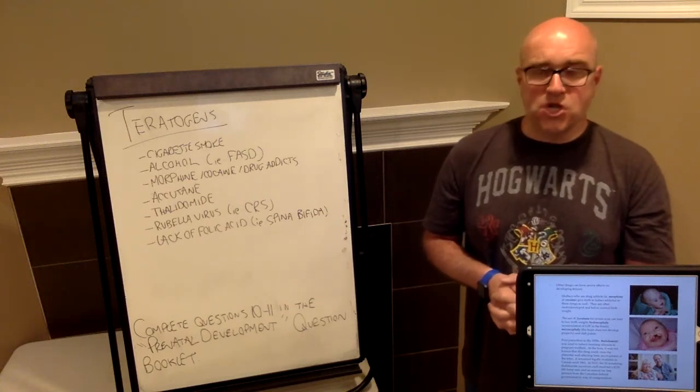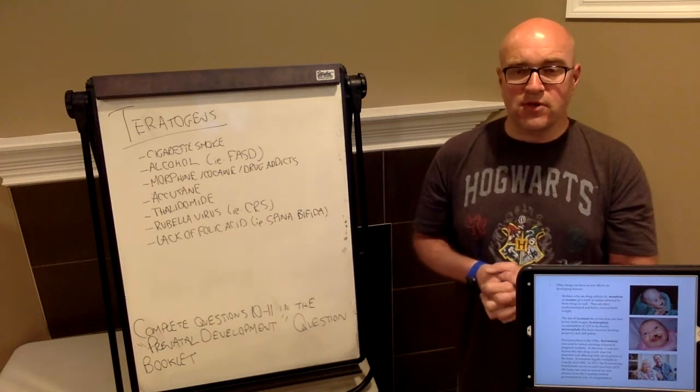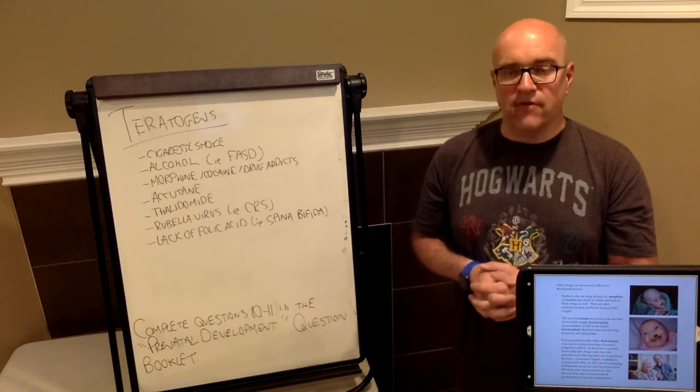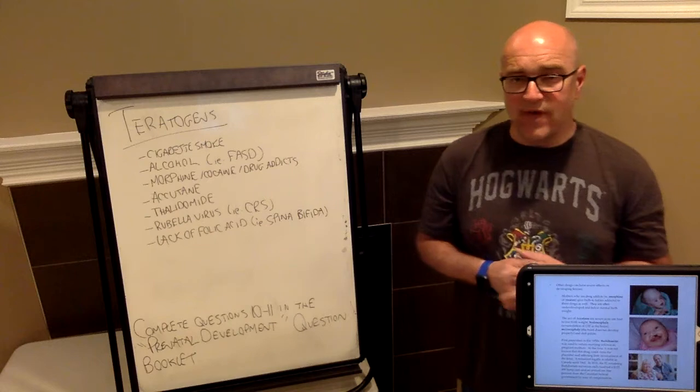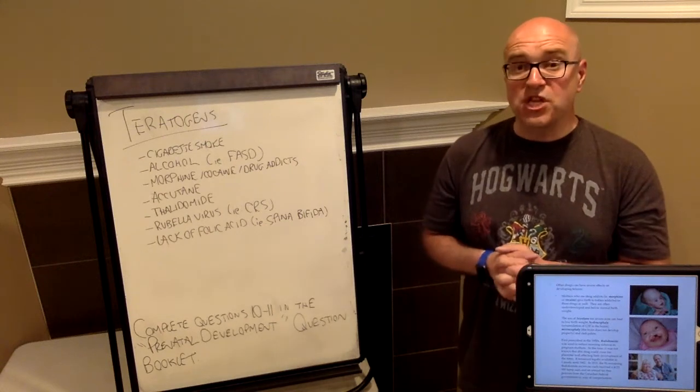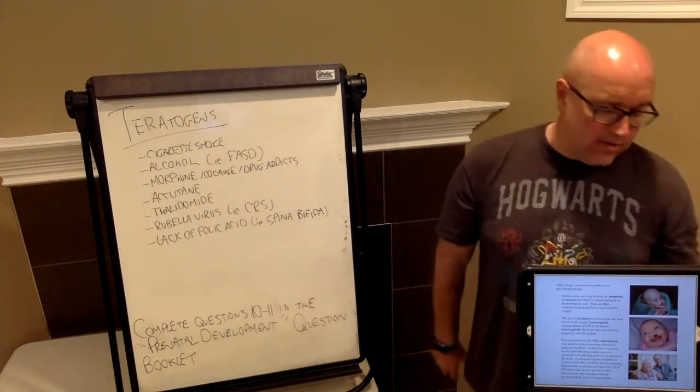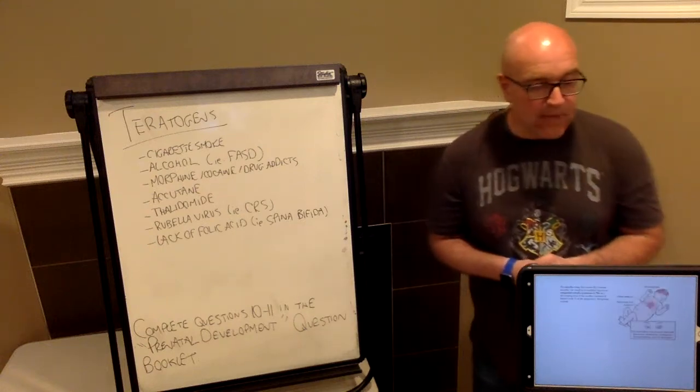So there were quite a few children born in the 1950s with birth defects, limb defects, because of the exposure to thalidomide during their development. You may have heard of what are called thalidomide babies. This is what that term refers to.